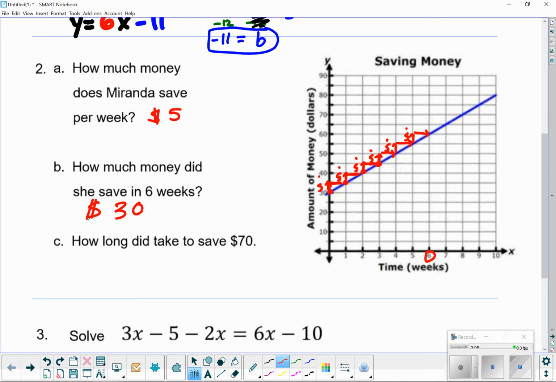How long did it take to save some amount? Well, you can look at this picture here of the graph again. So $70. 70 is right here. So how long did it take? So $70 will take her 8 weeks. Right?